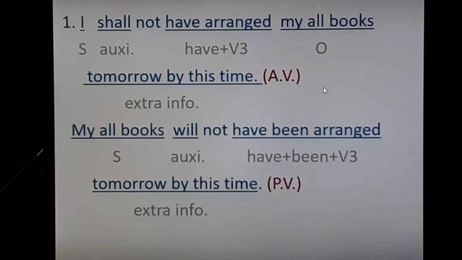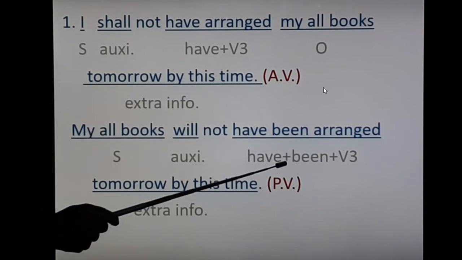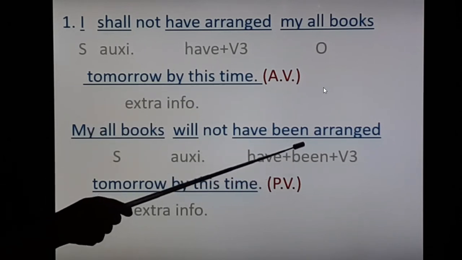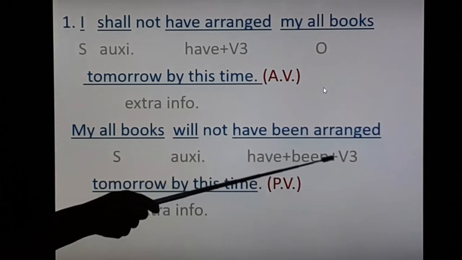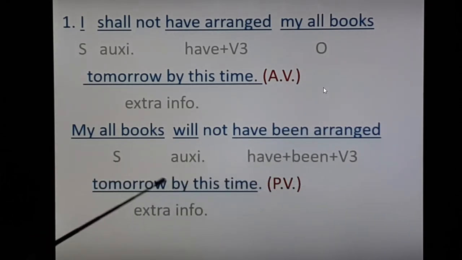Let's turn to passive. My all books will put not, then add have, then you have to add here been, B-E-E-N, been. Then arrange, that is V3 form, and tomorrow by this time, that is an extra information. This is passive voice. My all books will not have been arranged tomorrow by this time.